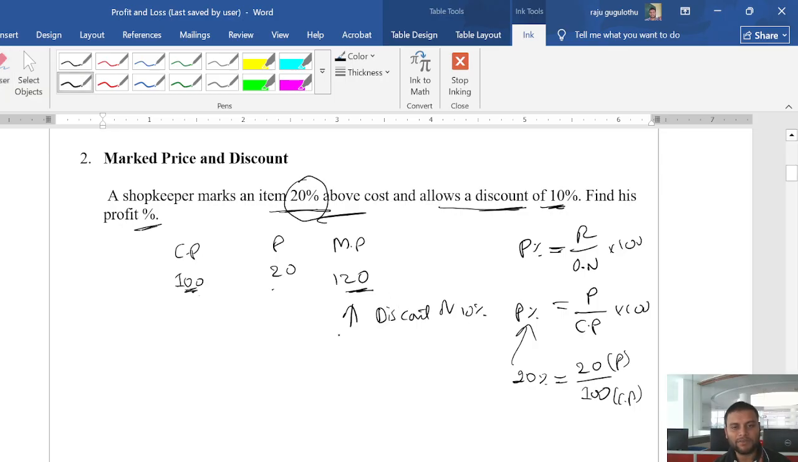As we have seen, discount is 10%. Discount value is 12 rupees now. Then selling price will be, guys, market price and discount given on the market price. From the market price, we will have to remove the discount, that is 10% of market price. That will be becoming the selling price. Market price minus 10% of market price.